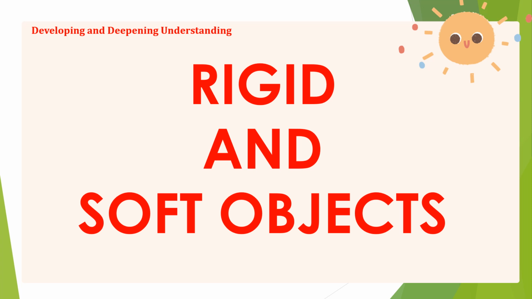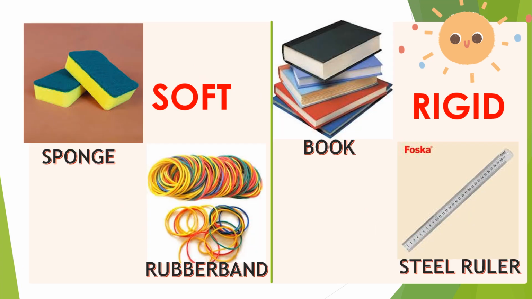And now, let's begin by exploring the difference between rigid and soft objects. Watch closely as I show you some examples. On the first column, soft objects bend or squish easily. On the other hand, rigid objects keep their shape unless a lot of force is applied.